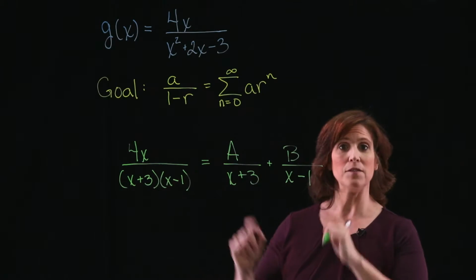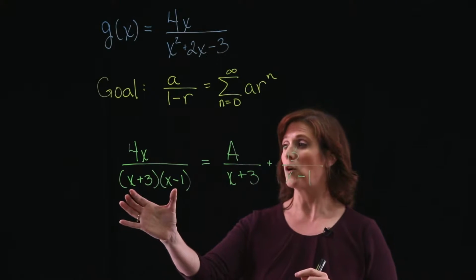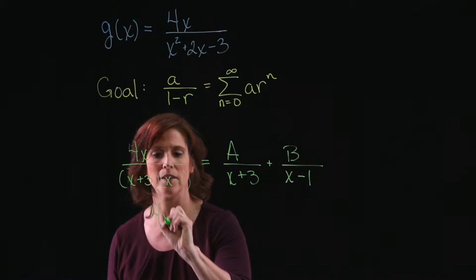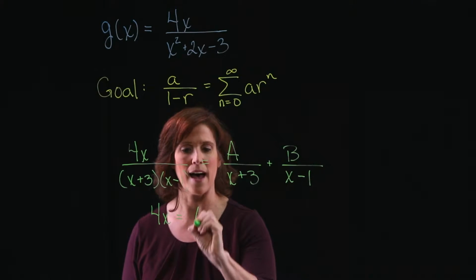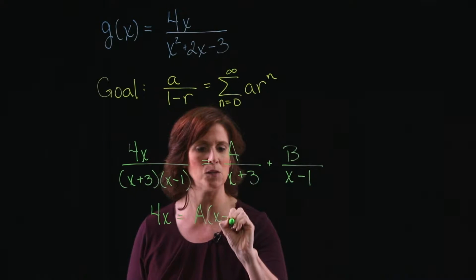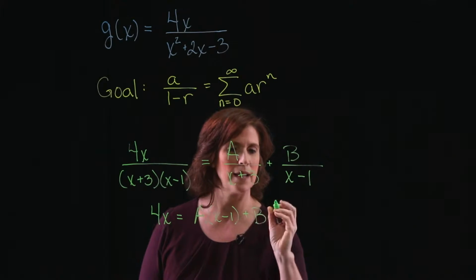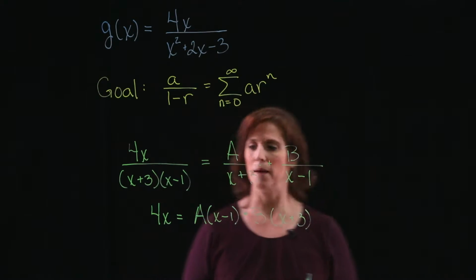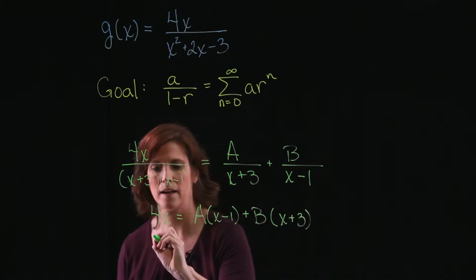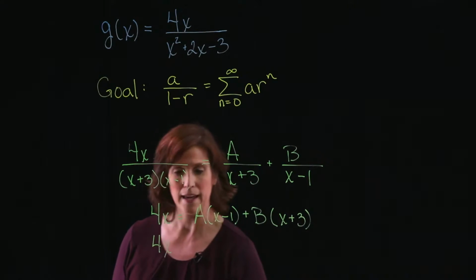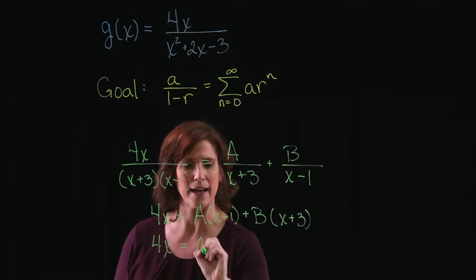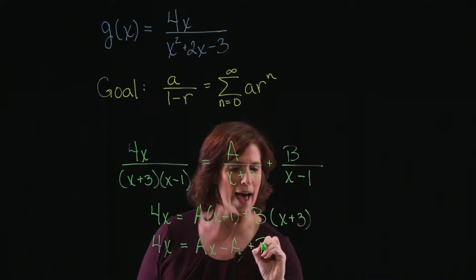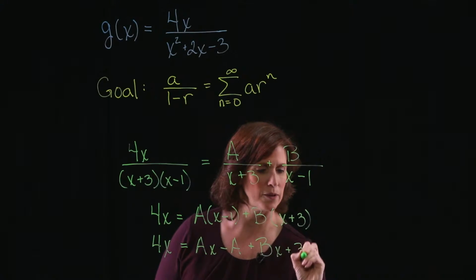I'll take both sides of this equation and multiply it by the quantity x plus 3, x minus 1. And when I do that, I end up with a 4x on the left-hand side. And on the right-hand side, I have a times the quantity x minus 1 plus b times the quantity x plus 3. Distributing the a and the b, I get 4x equals ax minus a plus bx plus 3b.